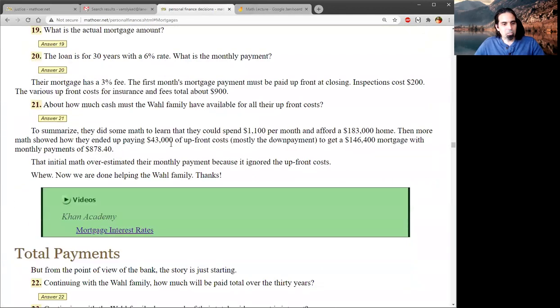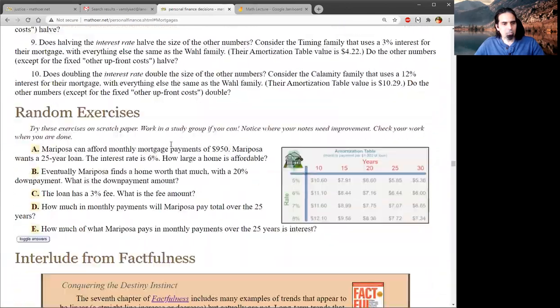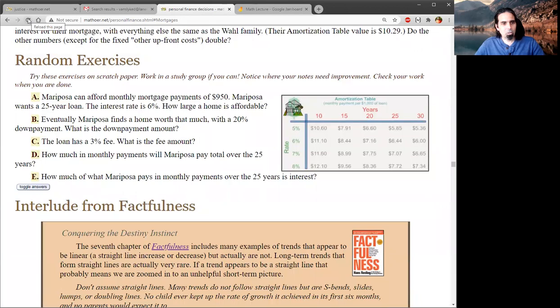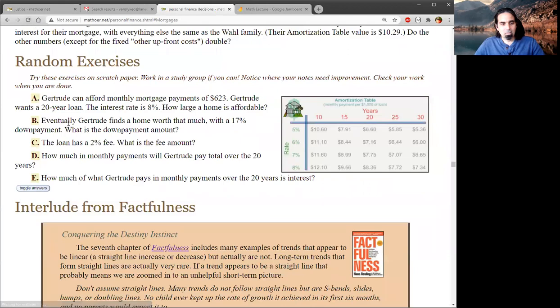Again, we just did the random problems, not the 10 exercises, but the random ones. And every time we reload it, then they change. And there's always answers. So you can keep practicing as much as you want.